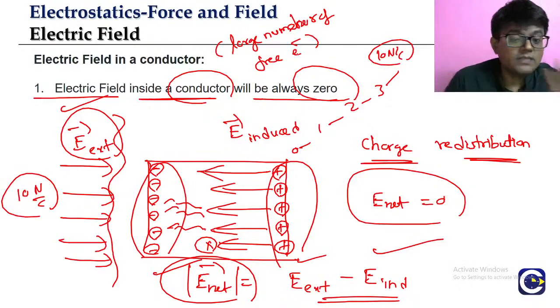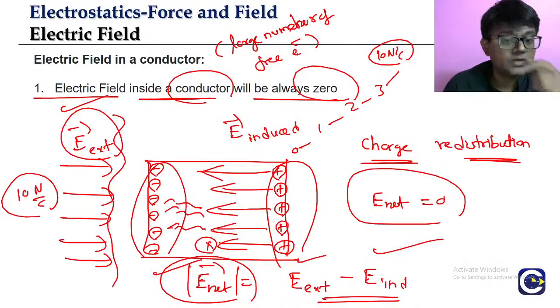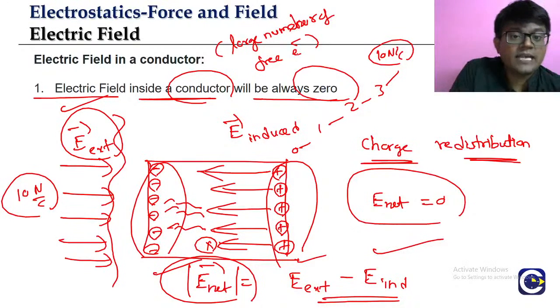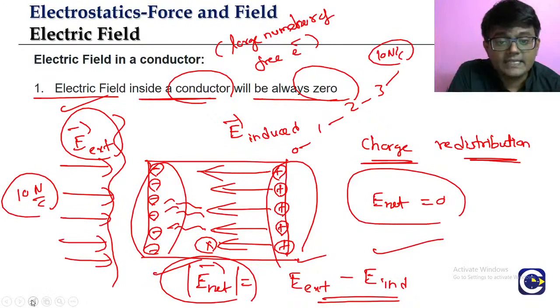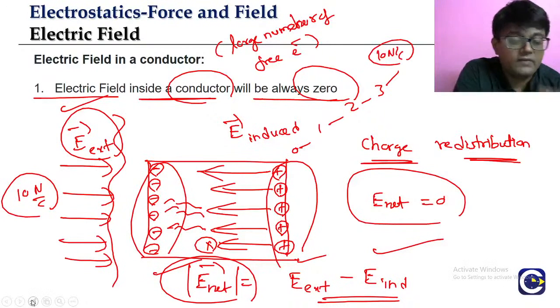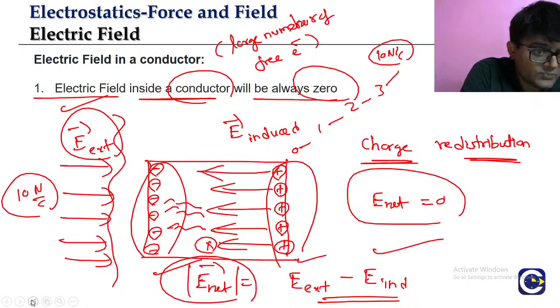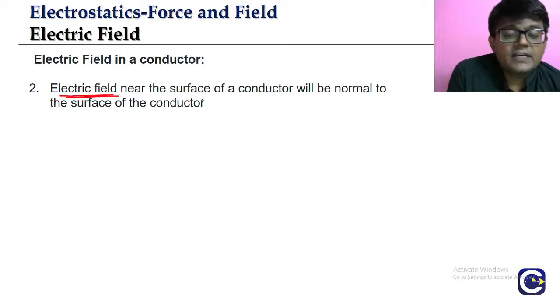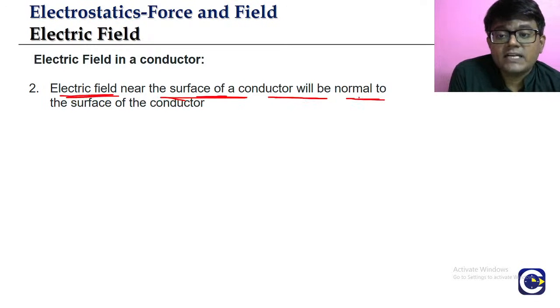Okay? We will talk about this again when we go to dielectric materials. When we go to the dielectric substances, again we will discuss this induced electric field. So this is the story of why inside a conductor the electric field value is always zero. Now second, look at the electric field near the surface of a conductor.